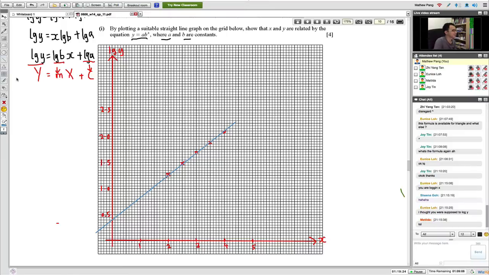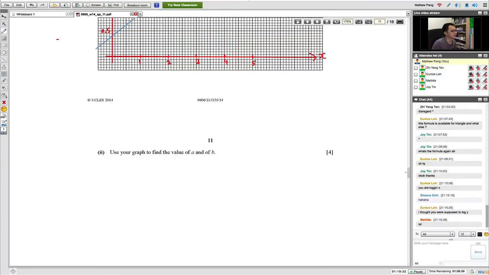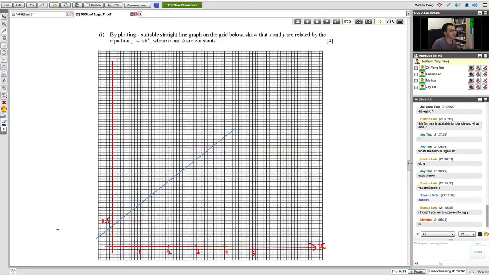Okay, I finished drawing the graph already. I finished the table. So I will continue to move on. Use the graph to find A and B. So I have to find A and B. So I need to use the equation I have over here.